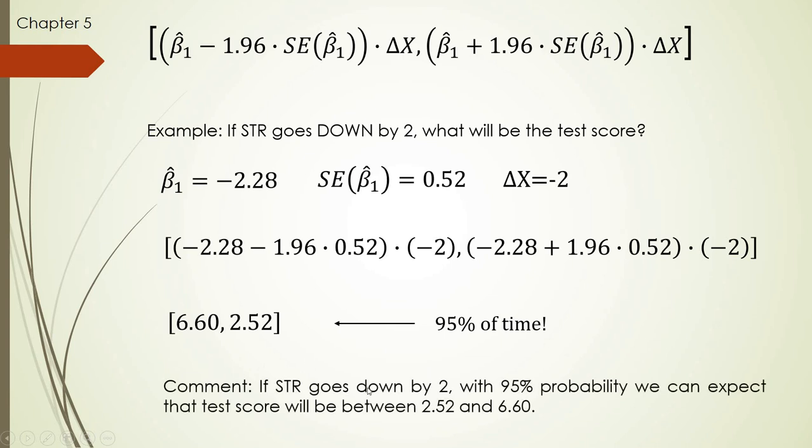So if the student-teacher ratio goes down by 2, with 95% probability, we can expect the test score will be between 2.55 and 6.6. It will be increased by 2.55 to 6.6 test points. This is the end of the presentation.